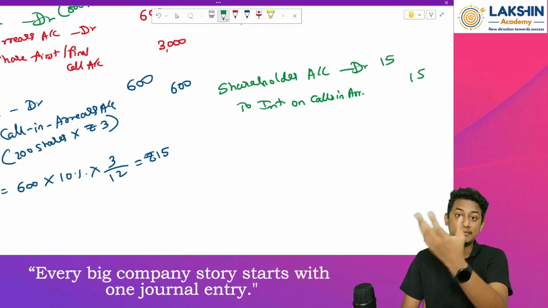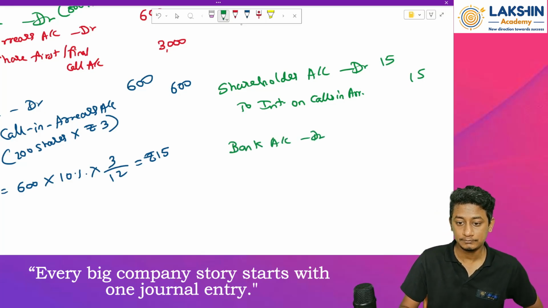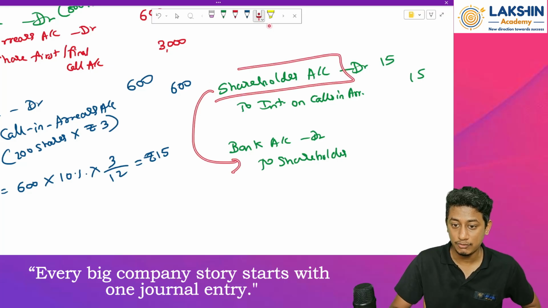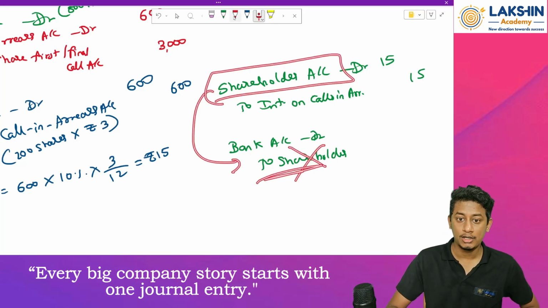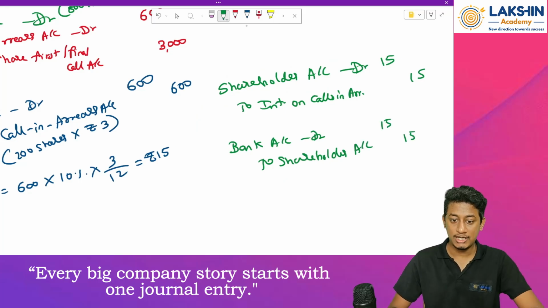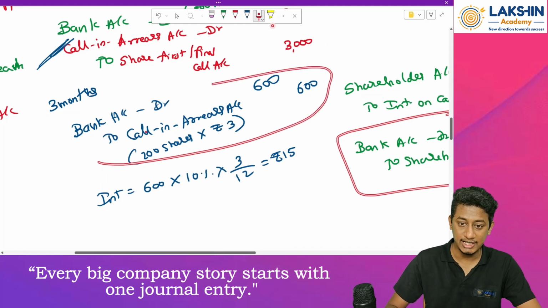And tomorrow once he pays me the money, the entry will be bank account debited to shareholders account. I am crediting shareholders account because it was debited before. Now I am clearing it off by crediting the entry, right? So to shareholders account rupees 15.